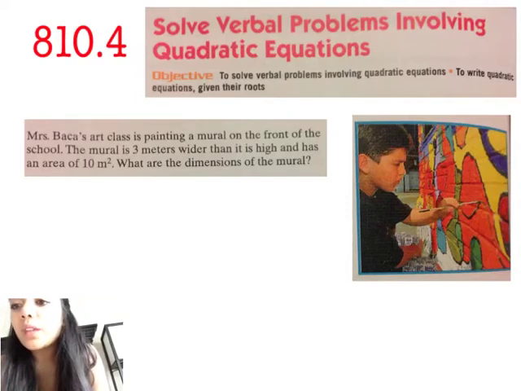So now I need to make it equal to 0, because when I'm solving quadratic equations, I need to have it equal to 0. So because this is a positive 10 over here, I'm going to subtract 10. So that means I'm going to do minus 10, and this cancels out, and my new equation will read x squared plus 3x minus 10 equals 0.